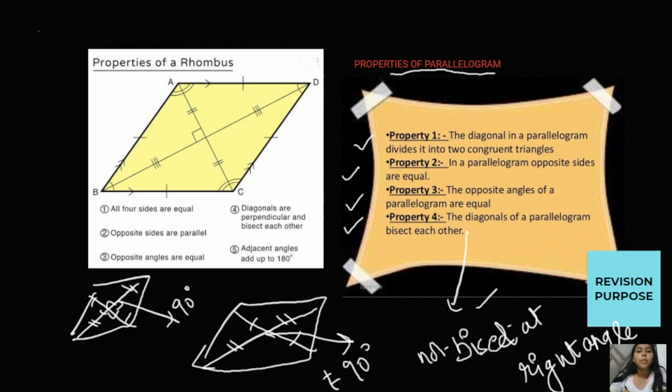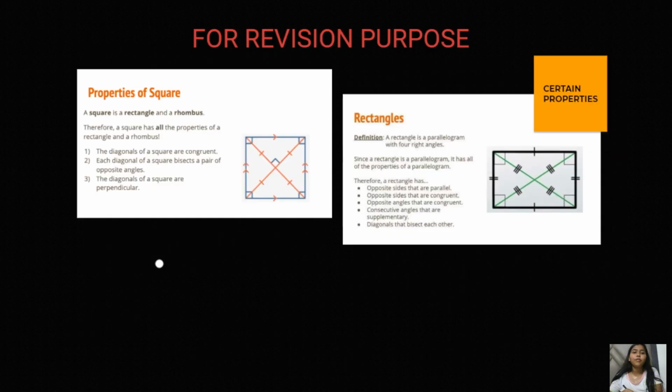Now next is this slide for revision purposes. These are the properties of a square and a rectangle. I have mentioned only the important properties here. A square is a rectangle and a rhombus too. The diagonals of a square are congruent. Each diagonal of the square bisects the other at right angles, and the diagonals are perpendicular. Now the rectangle: opposite sides are parallel, opposite sides are equal, opposite sides are congruent, consecutive angles are supplementary.